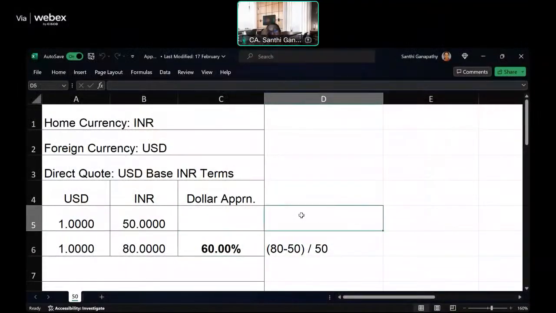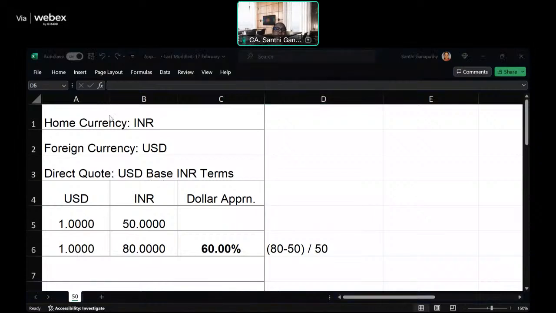Now, what is the situation? I am looking at the USD INR pair. The domestic or home currency is INR, and the foreign currency is USD. I am taking a direct quote. In a direct quote, the foreign currency is the base, so USD is the base and INR is the terms. So first I am looking at $1 is equal to 50.